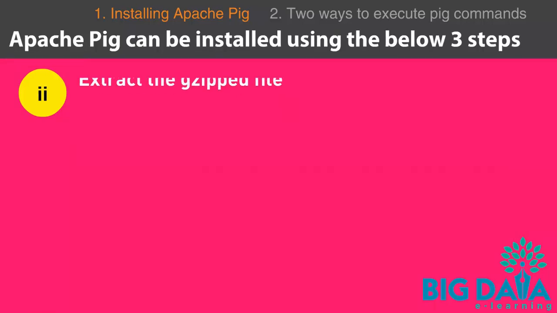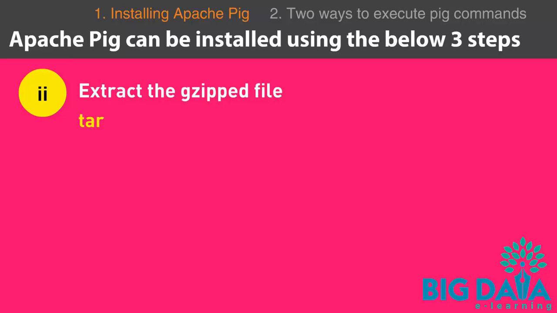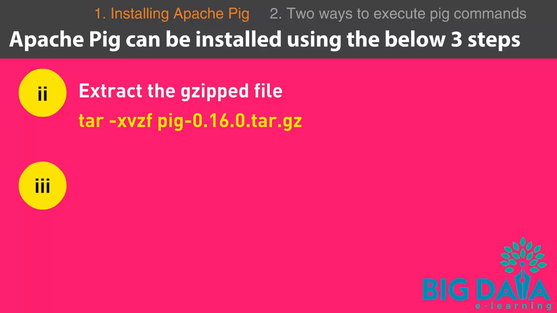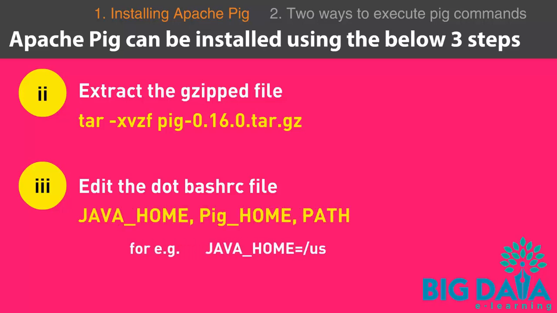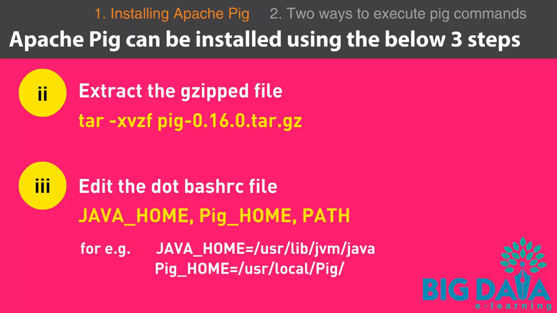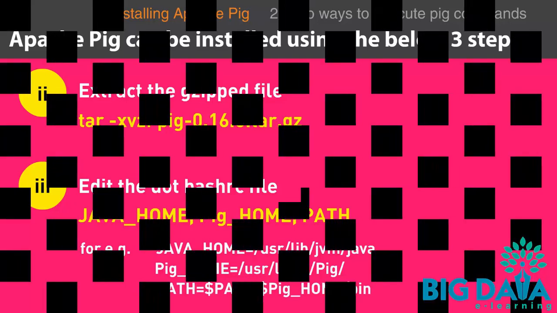Secondly, we need to extract the gzipped file using the tar -xvzf command. Third step is to edit the .bashrc file. The bashrc file will be in the home user directory. In the bashrc file, verify if the path is correct for the following variables. They all should point to their installation folders. Pig's bin directory should be specified in the path variable.